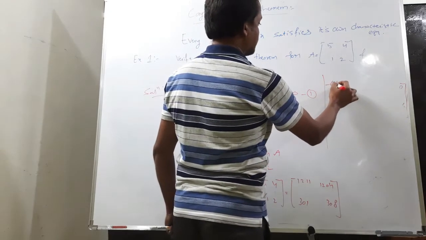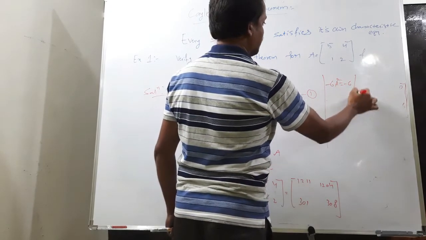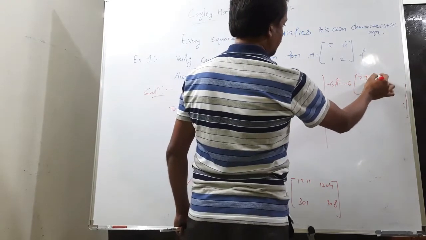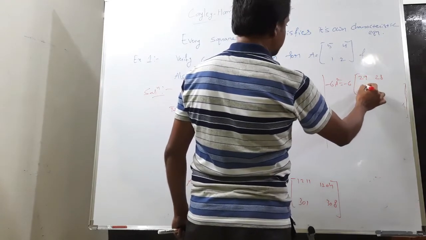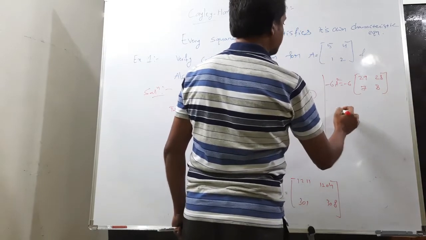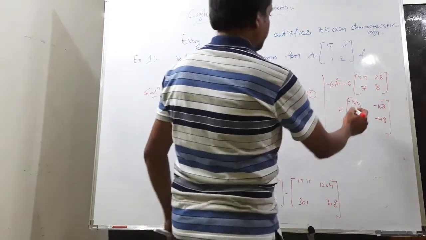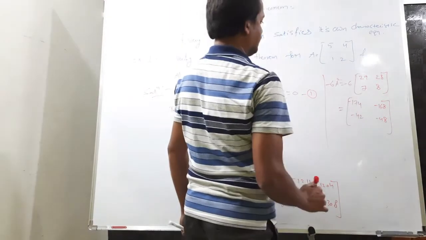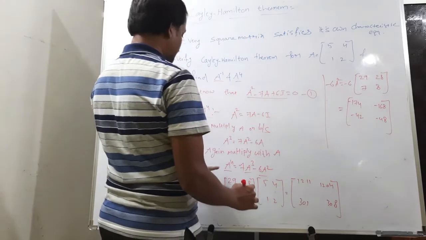Minus 6A square is equal to minus 6 times. Already we know the A square quantity: 29, 28, 7, 8. So if you multiply with 6, here we will get minus 174, minus 168, minus 42, minus 48.